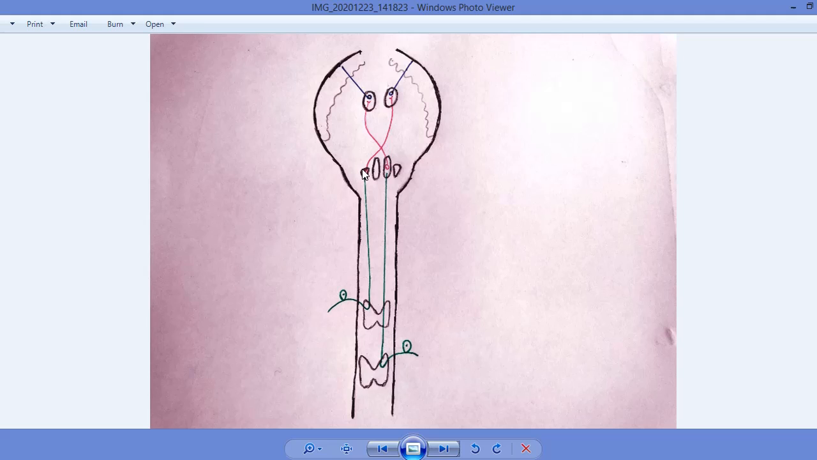From the cuneate nucleus, the second order neuron will carry impulses to the opposite side of the thalamus, and from the gracile nucleus the impulses will also be carried to the opposite side of the thalamus. So the impulses from this cuneate nucleus will also cross over and go to the right side of the thalamus. From the right thalamus it will go toward the right cerebral cortex. So this was all about the first type of pathway, that is the posterior column medial lemniscus pathway, and this is for deep sensation.